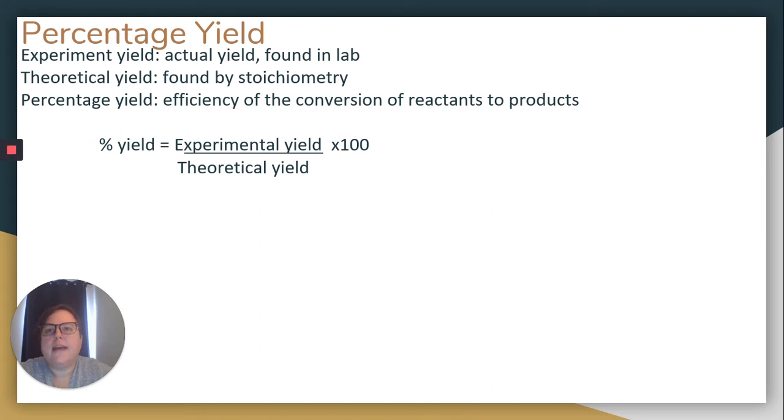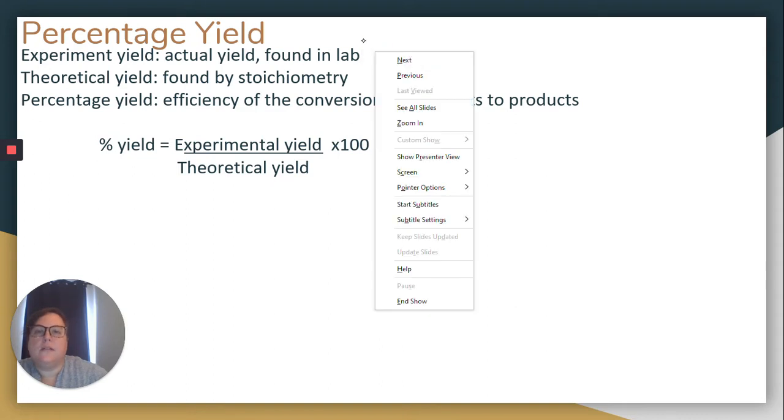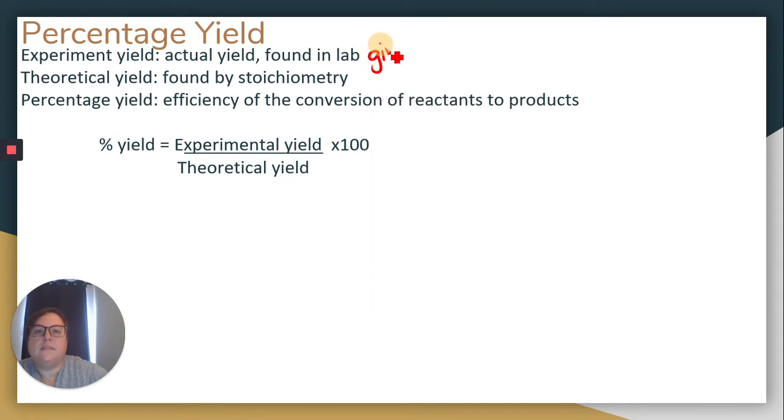All right, so we're going to look at percent yield, which is just a way of calculating how well you did the reaction. So we have our experimental yield, which is the actual yield, so it's the one found in the lab. A lot of times, or if it's not an actual lab, then it has to be given to you in the problem. Theoretical yield is the one that we find by stoichiometry. So this is the one that you have to calculate.